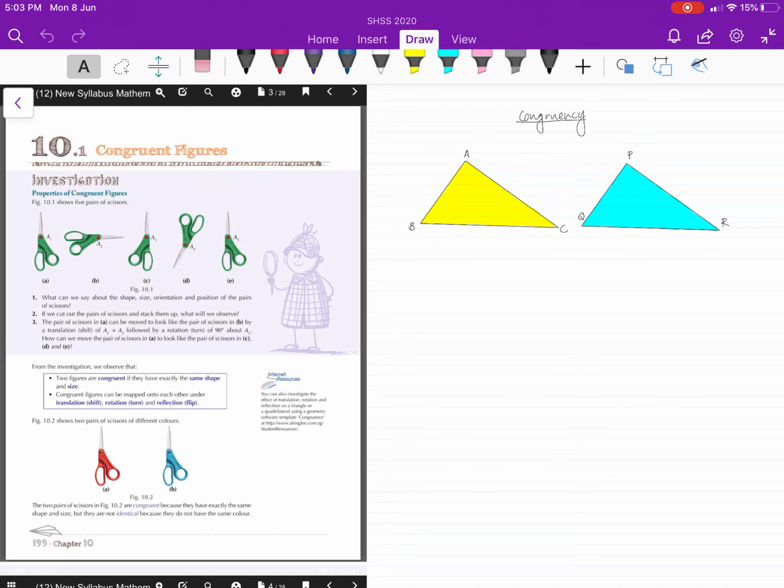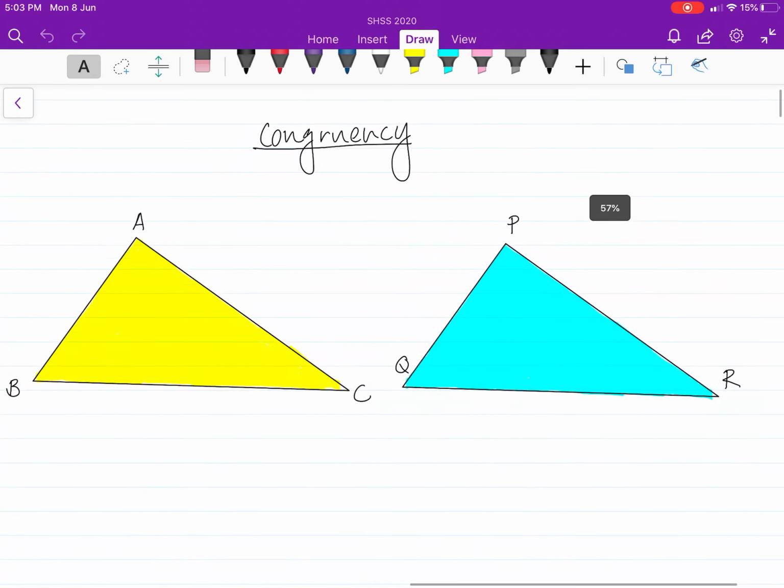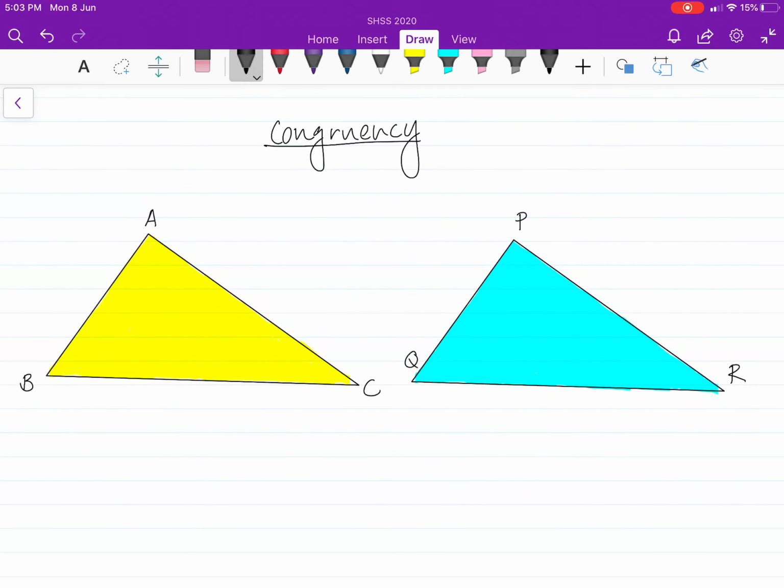Now what are congruent figures and what is congruency? When we talk about congruency, we're talking about two different shapes or two different objects that have the same shape and same size. But are they identical? They are not identical because they may differ in color. When we say that two objects are completely identical, it means they are the same shape, same size, and same color. Everything else is the same. But in mathematics, congruency is just same shape and same size.